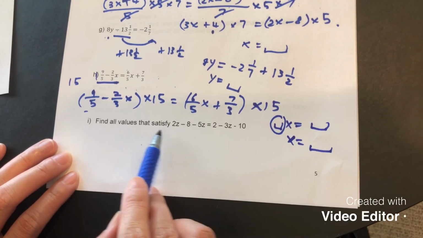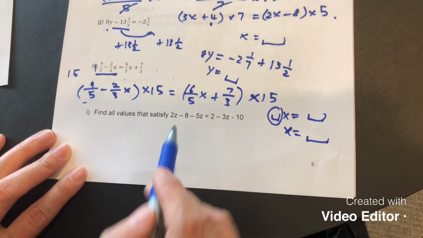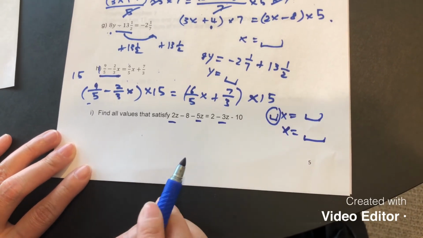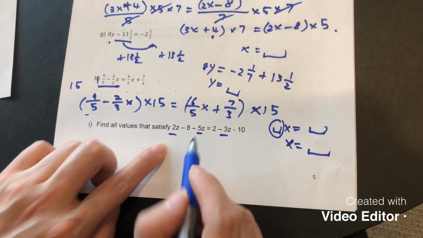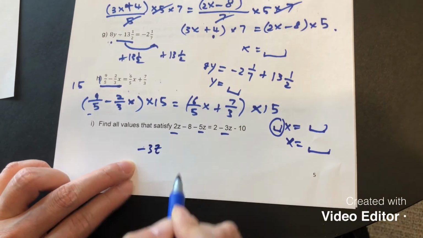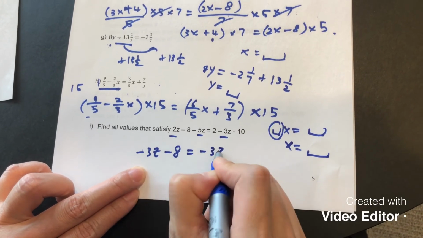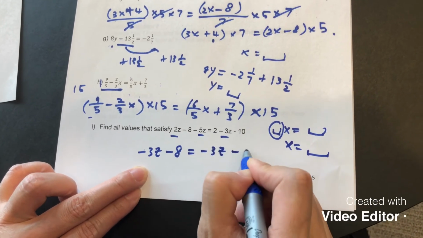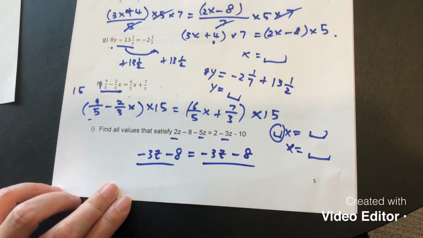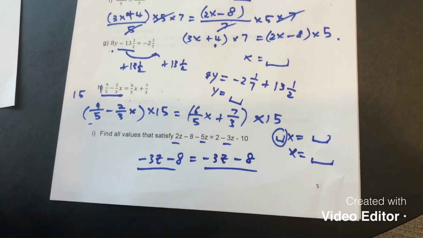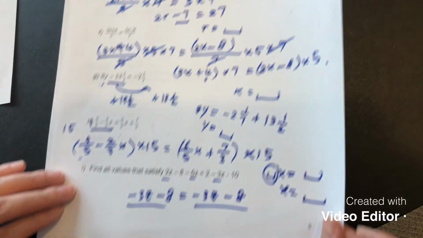Find all values that satisfy 2z minus 8 minus 5z equals this. Okay, we have z here on both sides. We collect z first. So 2z minus 5z, that's negative 3z, minus 8 equals 2 minus 3z. 2 minus 10 is minus 8. So the left side always equals the right side. So it does not matter which number z equals. These two will always be equal.